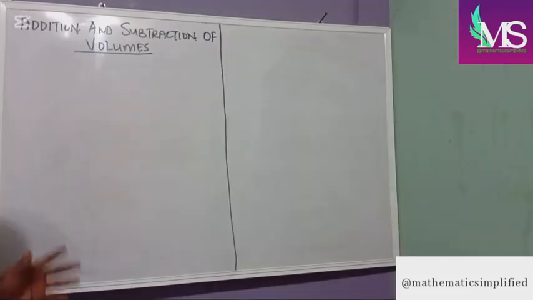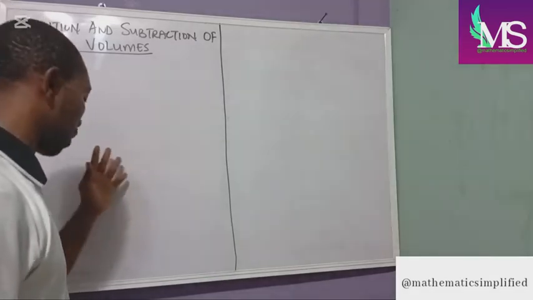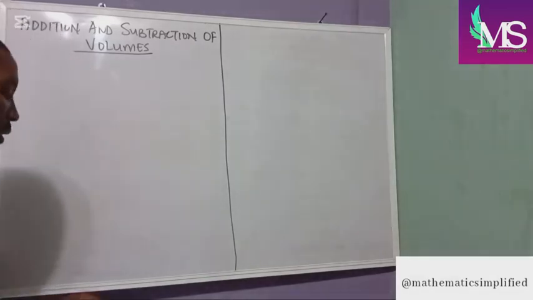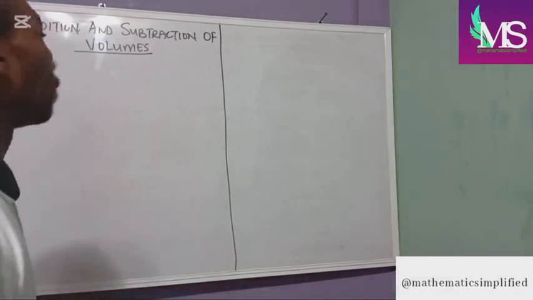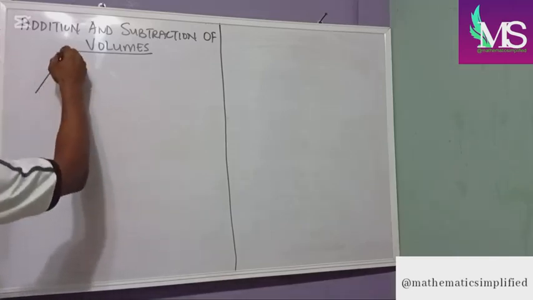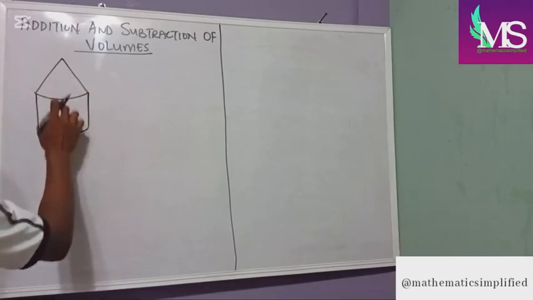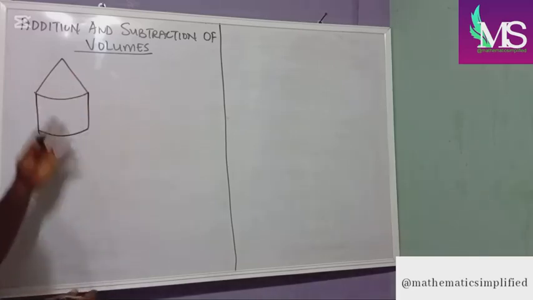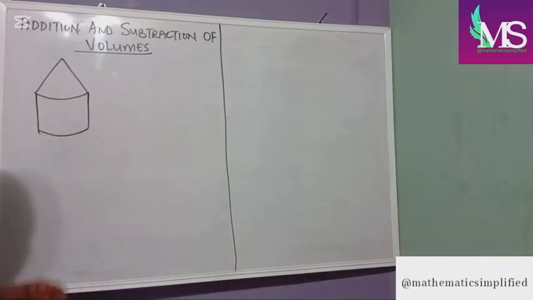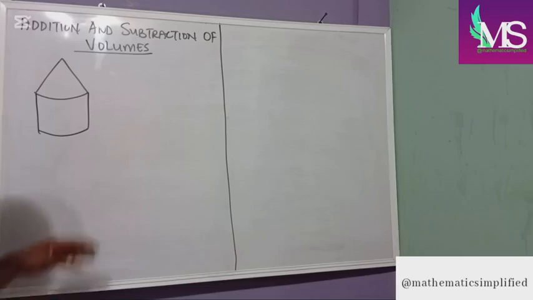In looking at addition and subtraction of volumes, it is important to understand that there are composite solids and there are hollowed shapes. In composite solids, for example, we have a cone and a cylinder. These are composite solids. And we also have a square-based pyramid and a cube, which is also a composite solid.